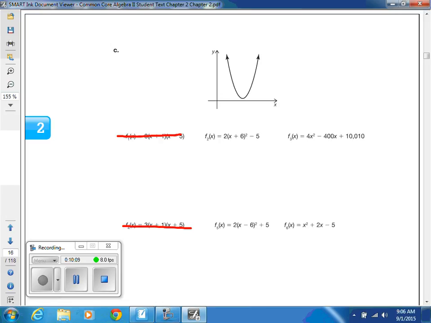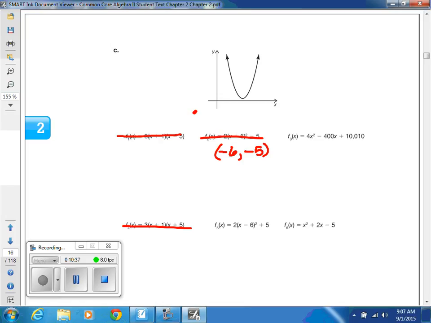Okay, could it be F2? Function 2. What's the vertex here? 6, -5. Okay, what quadrant is -5 in? 3. That's going to be over here somewhere. So can it be F2? Nope, you're out. Okay, well what about this one? Can it be F5?